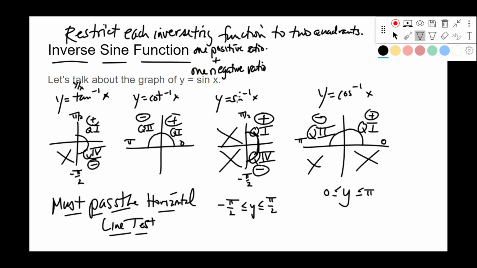Okay, so sine and cosecant use the same quadrants. Cosine and secant use the same quadrants. Tan and cotan do not. So that's going to be a key that you're going to have to remember. All right, so let's take a look at the summary here.